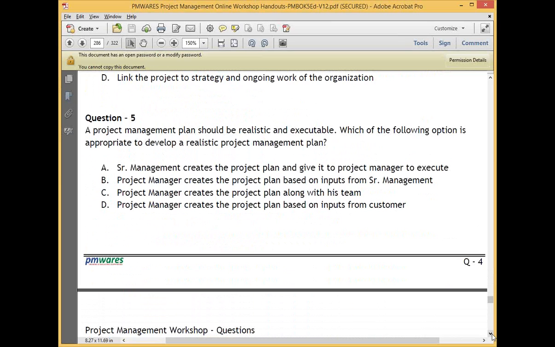So when we look at realistic and executable, that definitely includes the team. But when we prepare a project management plan, do we include the team all the time? Okay, I ask you one question. This is a typical question I normally ask when such discussions happen: is the plan important or is planning important? Let me repeat, is the planning important or the plan important?